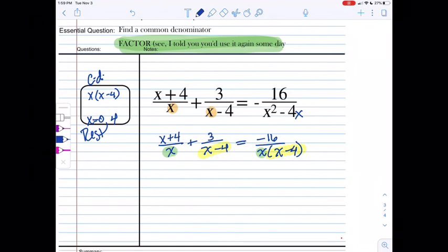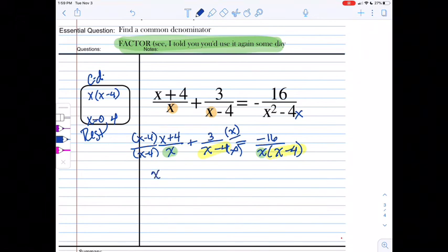Okay, so now I need to think about, I have x, I'm missing x minus 4, I'm missing that yellow piece. And in my next one, 3, I have x and x minus 4. I have the yellow piece, I am missing that green piece. And on my -16 term here, I am not missing any of those. Okay, so I don't have to multiply anything over here. I'm not multiplying any common denominator out. I'm just going to kind of leave them.